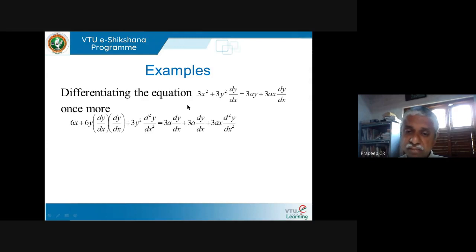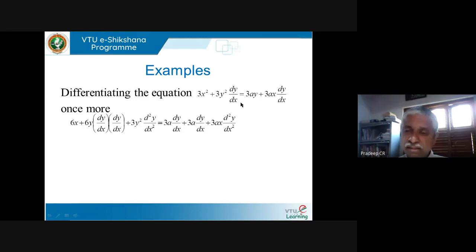First I differentiate y square, so I'll get 6y dy by dx into dy by dx. That's what is 6y dy by dx into dy by dx. Next, I'll keep y square constant and differentiate this, so I'll get 3y square d square y by dx square. That's what is written here.